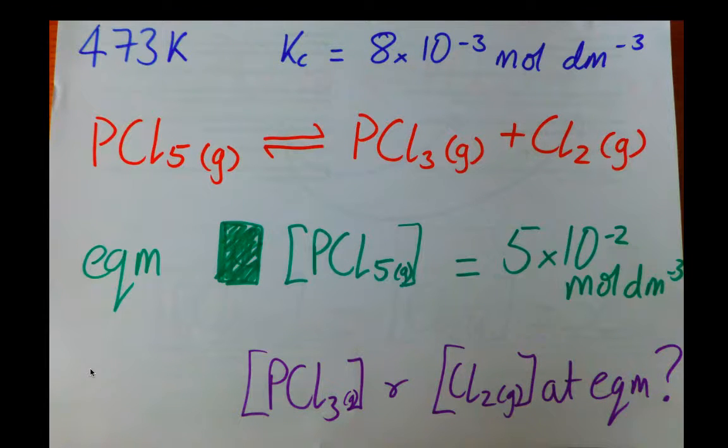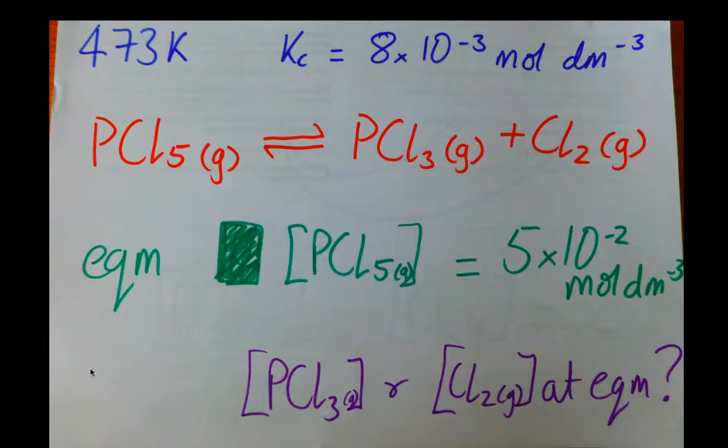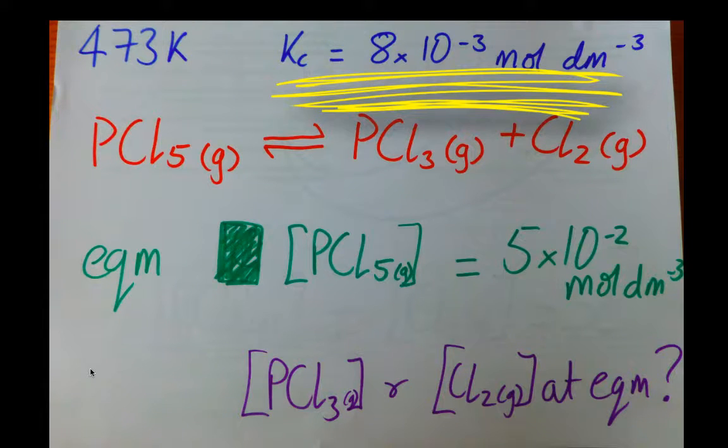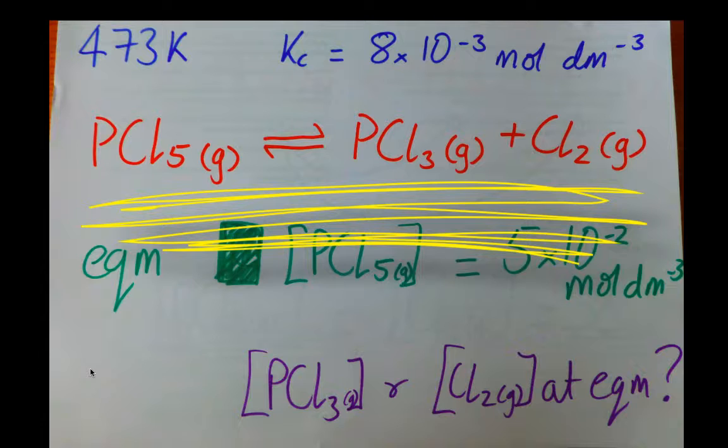Okay, so we're going to go through the worked examples in your textbook, and we're going to start off with the worked example first of all on page 28. So what we've got here is an equilibrium constant at a temperature of 473 Kelvin. At 473 Kelvin, the equilibrium constant is 8 times 10 to the minus 3 moles per decimeter cubed. And this is for the decomposition of PCl5.